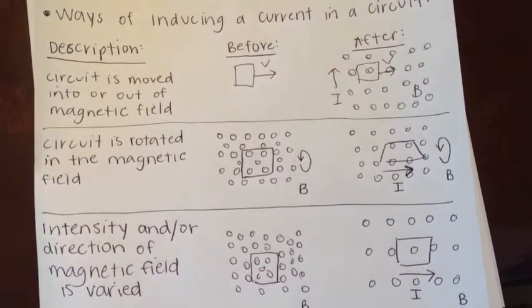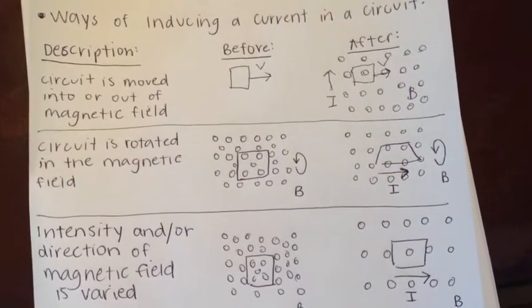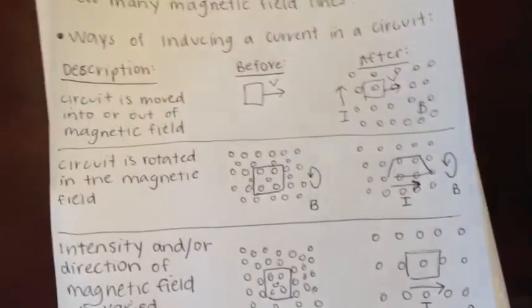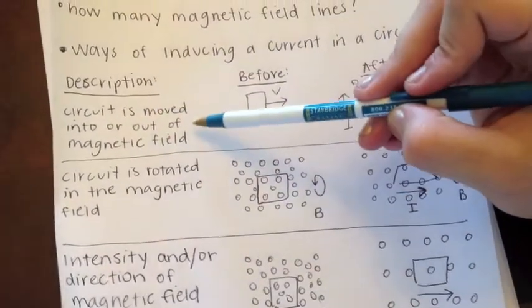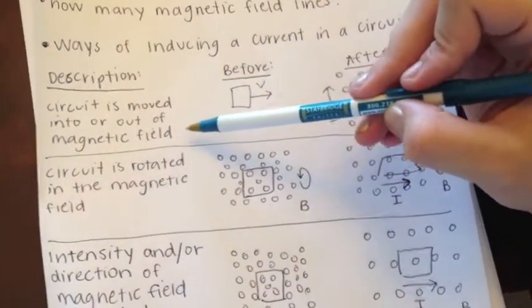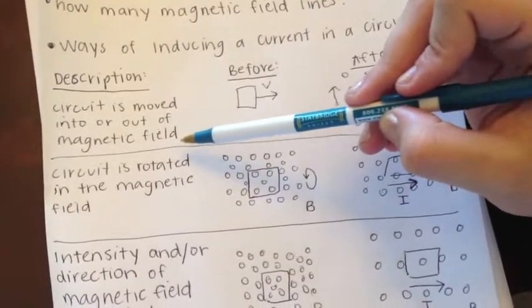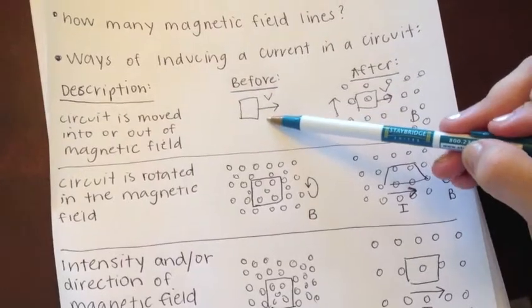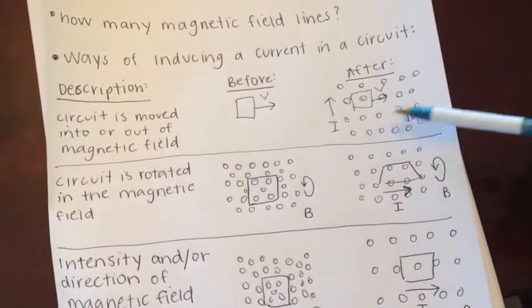So this chart that I've drawn is summarizing the ways of inducing a current in a circuit. The first is when a loop is moved in or out of a magnetic field; either the loop or the magnet is going to be moving. So this is what it will look like before, and then this is what will happen after.